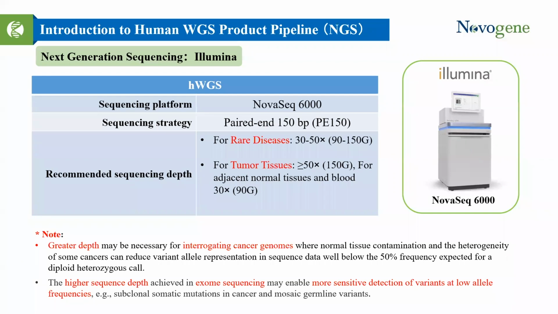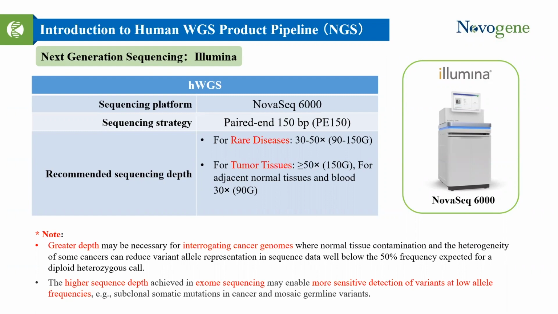And our recommended sequencing depth varies with the research field and tissue types. For genomic diseases, we recommend 30 to 50x and generate 90 to 150 G of data. Well, we recommend more than 50x for tumor tissues and 30x for adjacent normal tissues and bloods. However, the specific sequencing depth is up to you in your project.